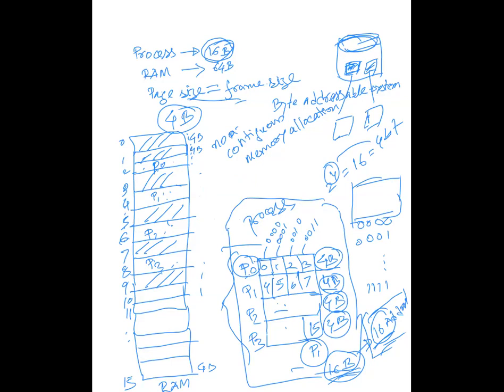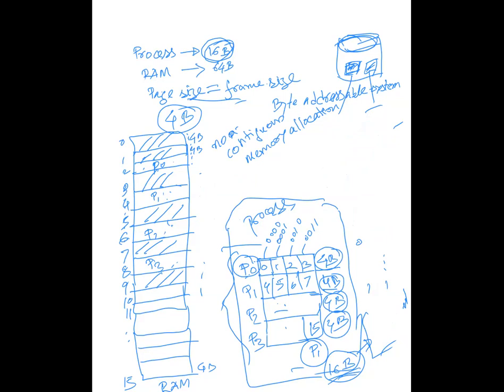Let me clear some space here. Okay, so let's see what the process table contents are. This is a process table for process P1. So what is the entry for this process table? The process table contains the page number P0.